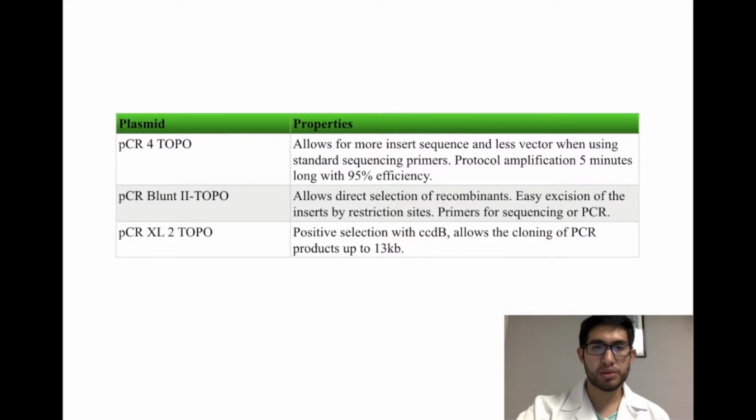There are many TOPO vectors. In the table, 3 of them are shown. PCR4-TOPO allows for more insert sequence and less vector when using standard sequencing primers, and a protocol amplification of 5 minutes with 95% efficiency. PCR2.1 Plant-TOPO allows direct selection of recombinants, easy excision of the inserts by restriction sites, and it has primers for sequencing or PCR. PCR-XL-TOPO has a positive selection with ccdB and allows for cloning PCR products up to 13 kilobases.